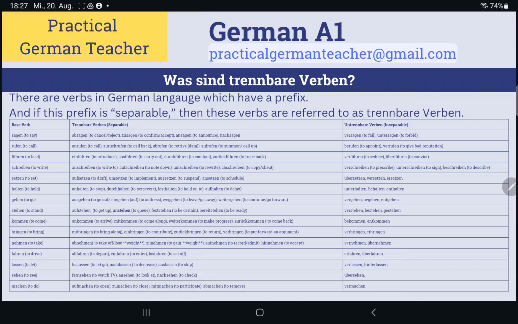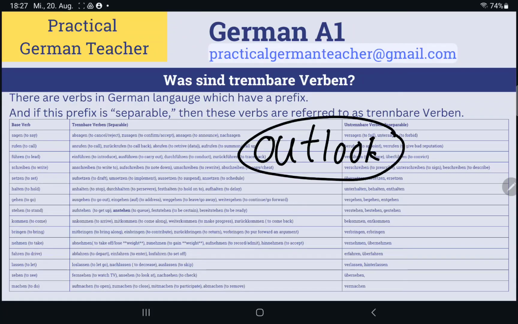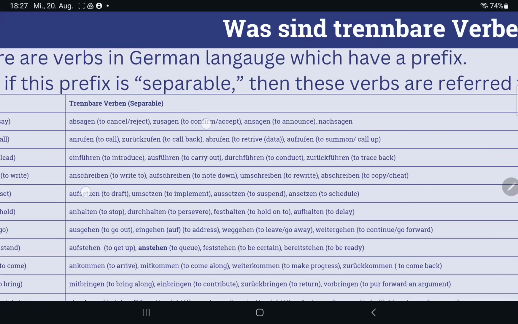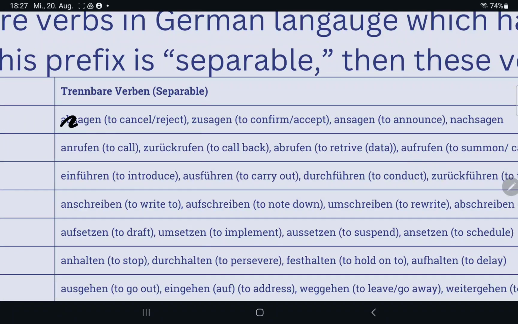what I was saying is, if your Outlook, the Microsoft Outlook or any other application you use for meetings and emails, is in German, and somebody sends you a meeting invite, the options will be absagen and zusagen. What I'm trying to convey with that, what is the message I'm trying to convey?